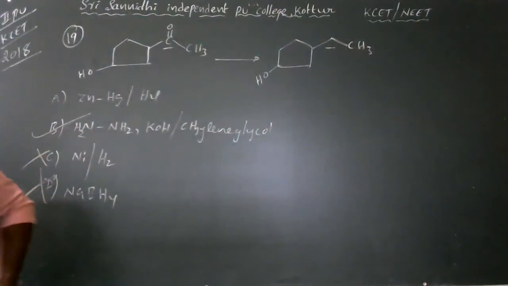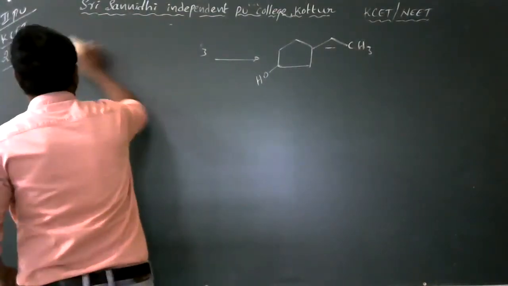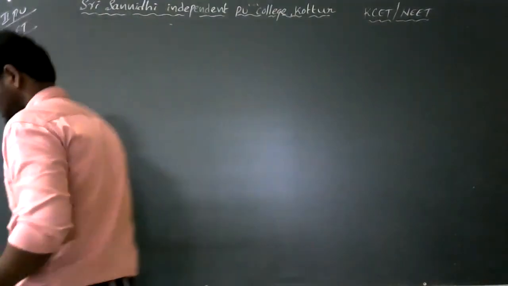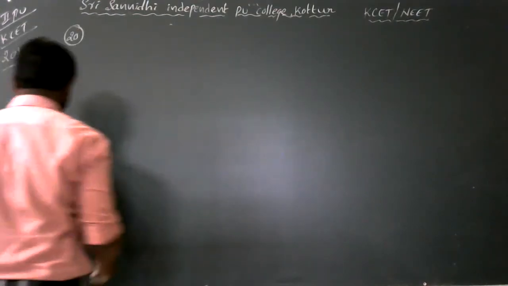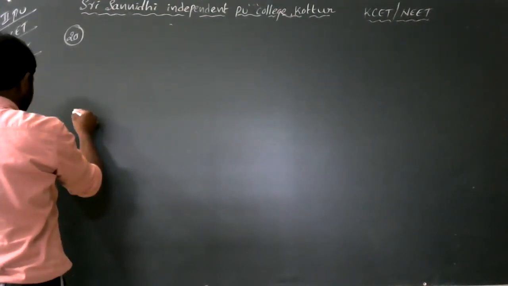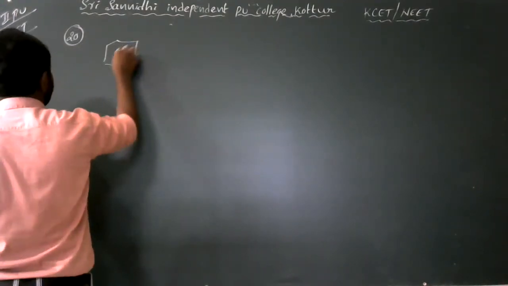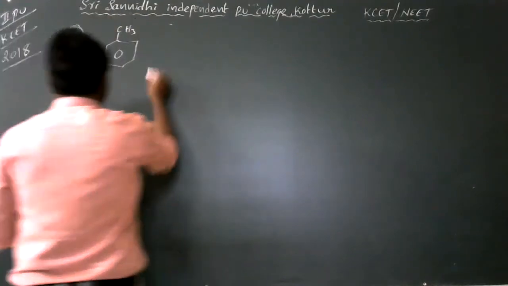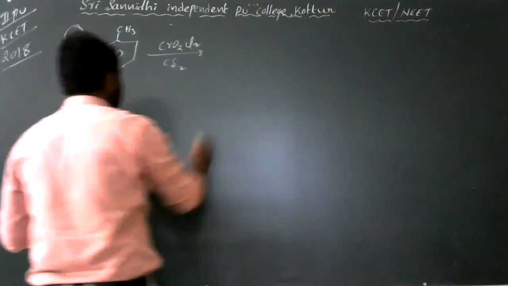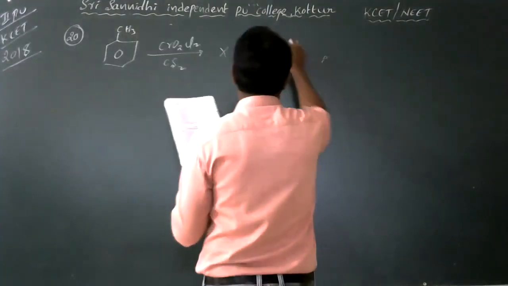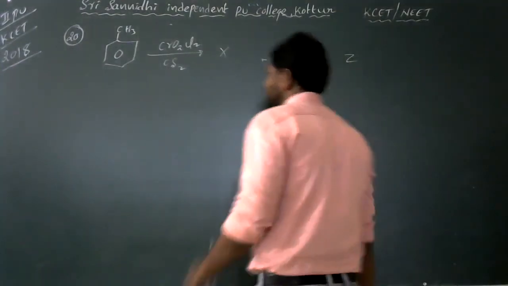Now question number 20. What is given? In the following reaction, what is compound Z? The first reaction is given: toluene, CH3, with CrO2Cl2 in the presence of carbon disulfide, CS2, then X is formed. Then hydrolysis with H3O+ forms Z. So what is Z here?